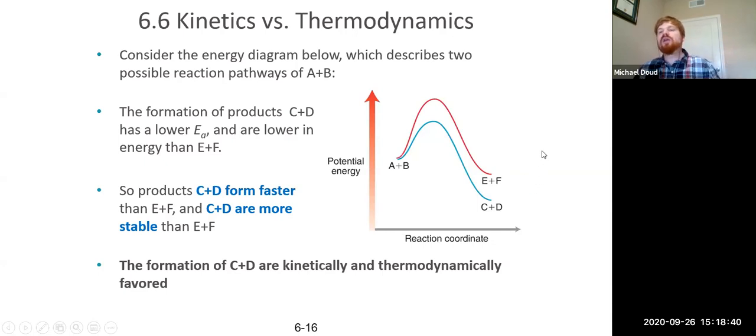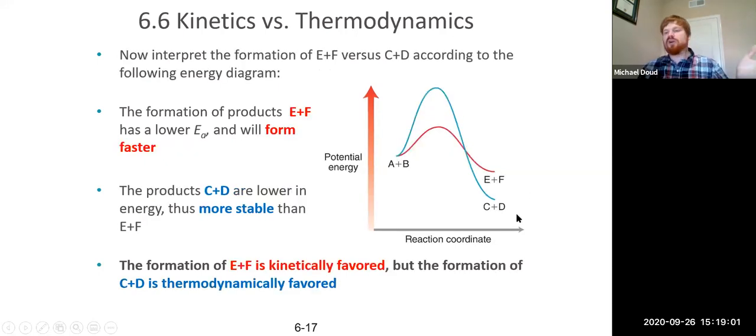What that practically means is when we react A and B together in this situation, we expect to produce a great majority of C and D, and maybe a little or maybe even none of E and F, because C and D are both kinetically and thermodynamically favored. They're going to form faster and they're going to be more stable. Now, that's not very interesting, right? Because there's no conflict there.